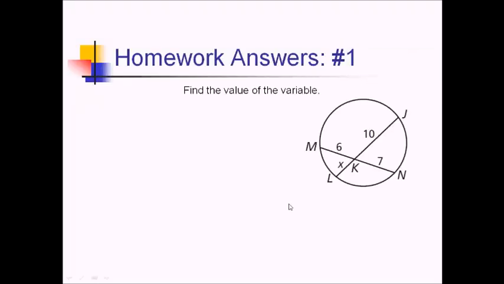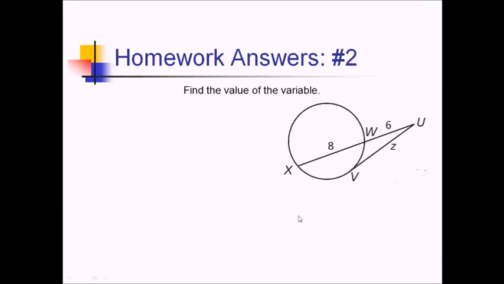For number 1, we're trying to find the value of x in here. Now, since we've got two chords bisecting each other, we know that the product of these segments, so 10 times x and 6 times 7, those products have to equal each other. So we can write 10x equals 6 times 7, or 10x equals 42. Dividing by 10, we get x equals 4.2.